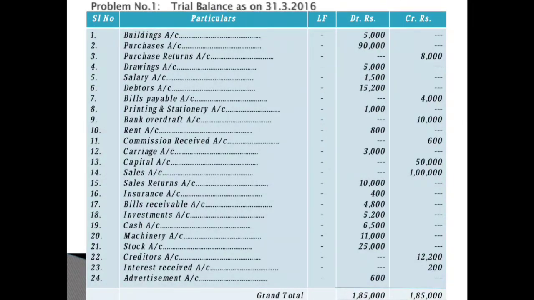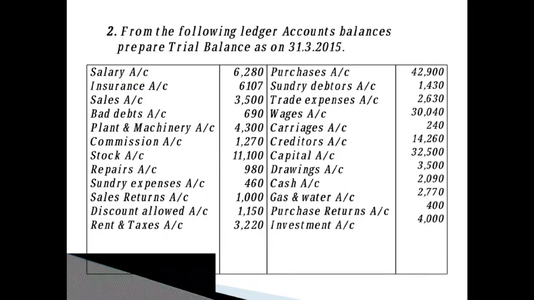Next we'll see the second problem. From the following ledger account balances, prepare trial balance as on 31/3/2015. Now first one, what you have is the salary account here. Salary account means it is an expense for us, right? Salary we have paid, it is an expense, which shows debit balance here.